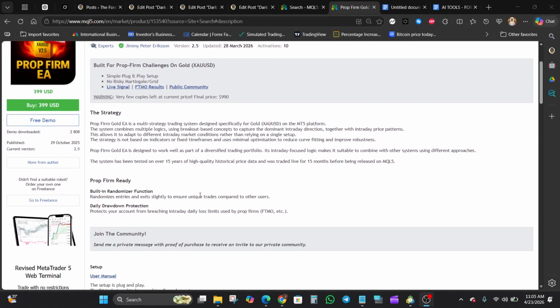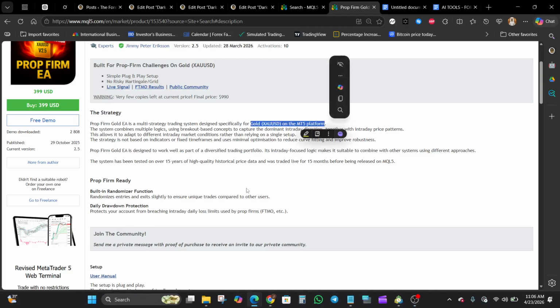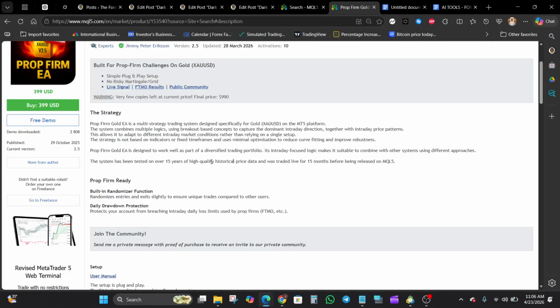So clearly this is positioned as a premium EA, especially targeted at traders who are working with prop firms. One thing that stands out immediately is that this EA is built specifically for gold, the XAUUSD, of course, which is a very volatile instrument. So right away, we are dealing with something that is designed to take advantage of intraday movement on gold.